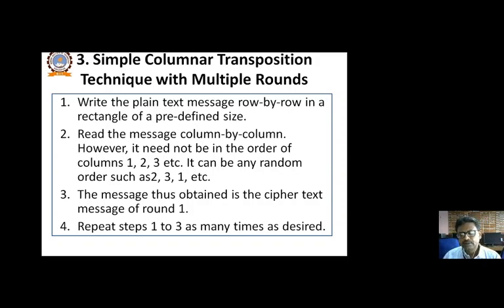Write the characters in the form of rows and read the characters column by column with a certain random order sequence. But if I am considering 2 rounds in the simple columnar technique, then after 1 round, whatever sequence we get in the form of a ciphertext becomes the input for the second round. Then we again write the same ciphertext row by row, and again we read the text column by column.